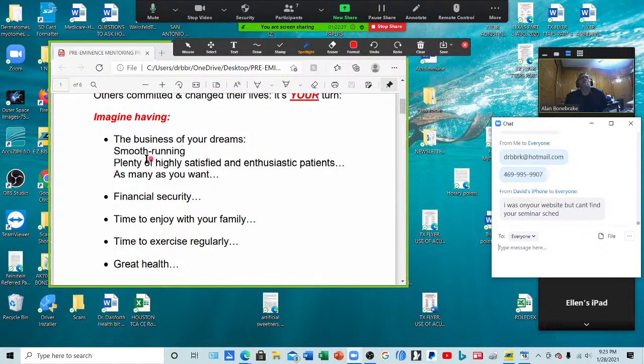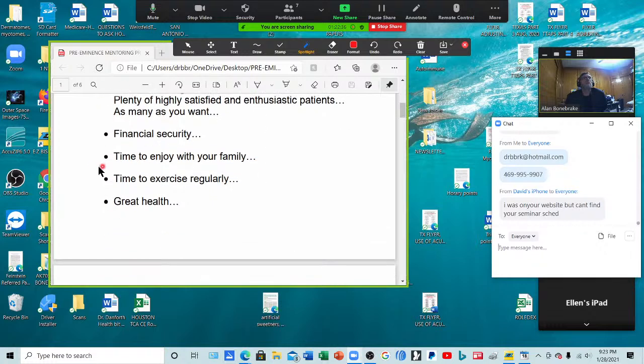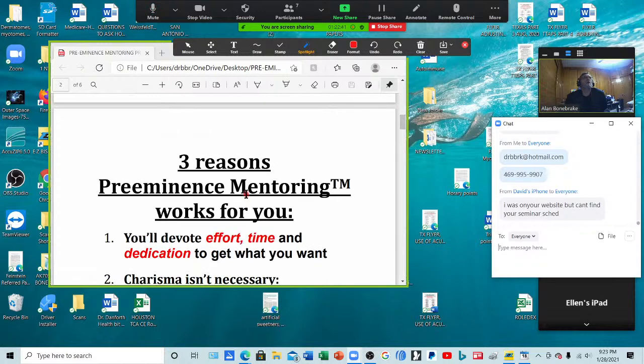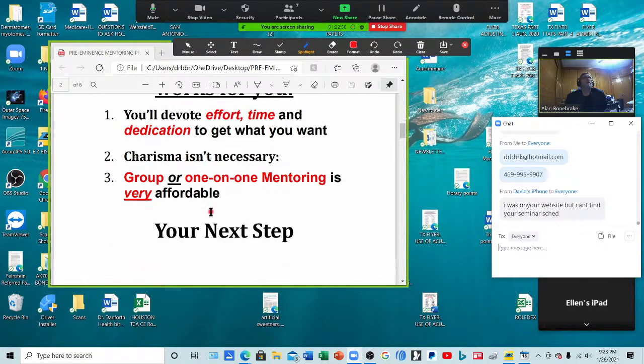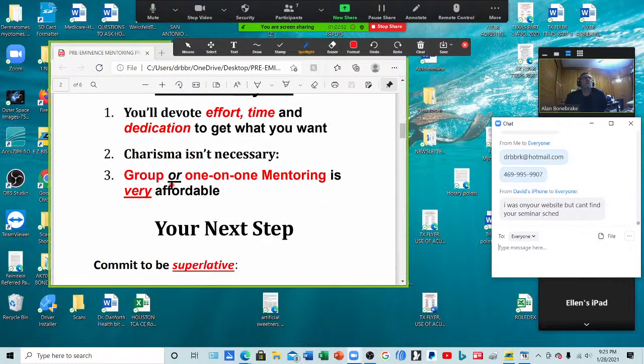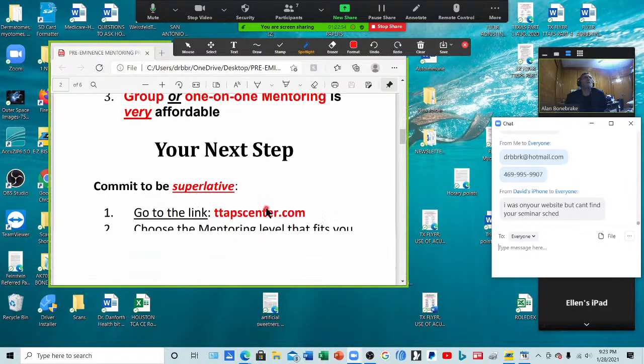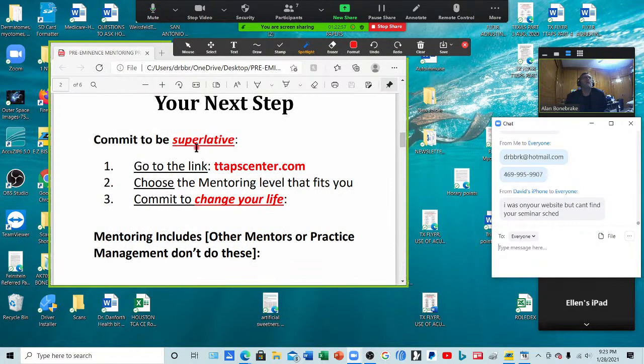Just close your eyes and imagine the business of your dreams, smooth running, plenty of highly satisfied and enthusiastic patients, as many as you want or can handle. Financial security, time to enjoy with your family, time to exercise regularly, great health, all those things. Three reasons it works for you. You'll devote the effort, time, and dedication to get what you want. Charisma definitely is not necessary. Group or one-on-one mentoring is very affordable. Your next step to be superlative, commit to it.